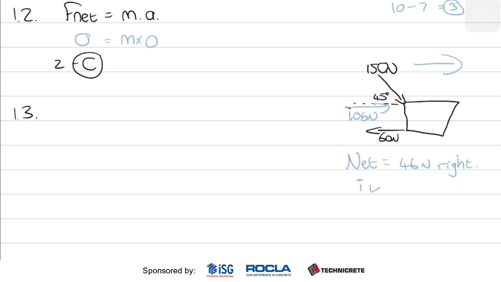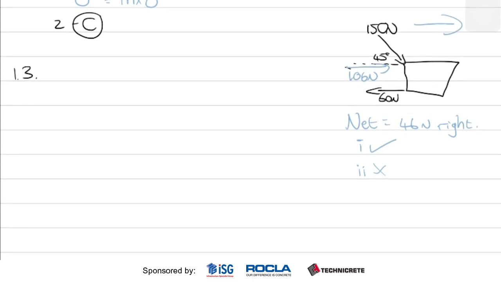So I is correct. Now the second one, the net force is equal to the applied force. Well, that can't be right. Our net force is 46 and our applied force is 150. So we already know that number 2 is incorrect. Our third statement is that the net force is horizontally forward. So if we take this right as forward, we do know that our net force is to the right, which is net forward. So number 3 is also correct.